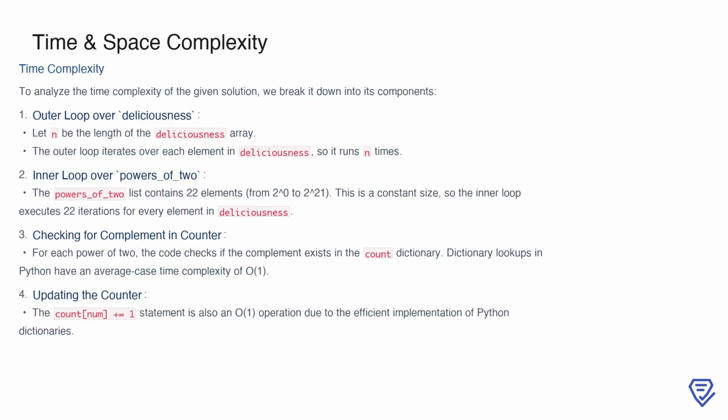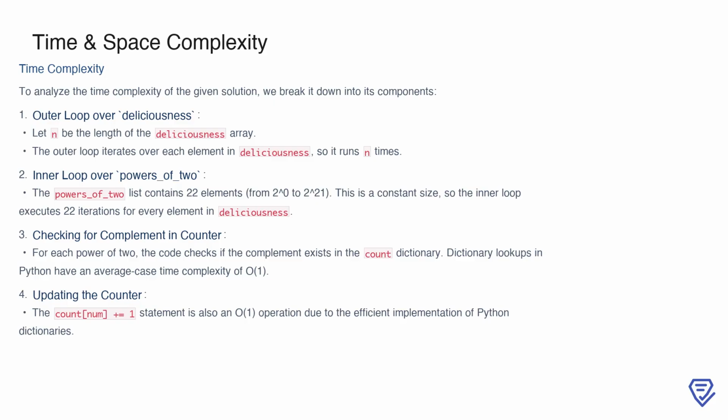To understand the time complexity of our solution, we start by breaking it into its components. First, we have the outer loop that iterates over each element in the deliciousness array. If the length of the array is n, the outer loop runs exactly n times. Next, within the outer loop, there is an inner loop that iterates over a list called powers_of_2. This list contains 22 elements, representing powers of 2 from 2 to the power of 0 to 2 to the power of 21. Since the size of this list is fixed, the inner loop runs 22 iterations for each element in deliciousness, which is a constant number of iterations.